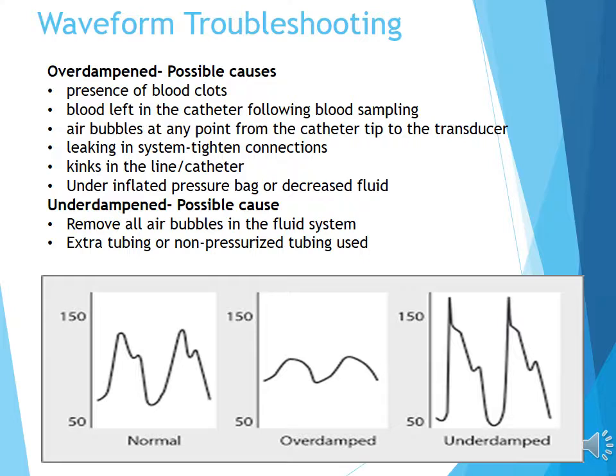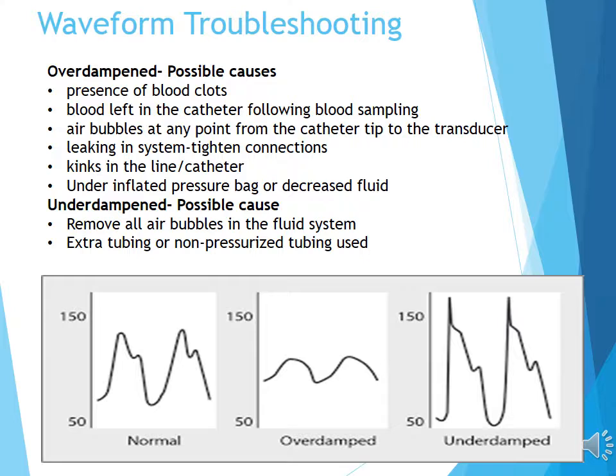If there's a leak in the system, so check all of your connections, make sure they're really tight. Any kinks in the line or catheter, maybe the patient has their arm resting on the catheter, can cause it to be over-dampened. And then if your pressure bag is underinflated or you run low on the fluids, you want to keep a close eye on the fluid inside that pressure bag.